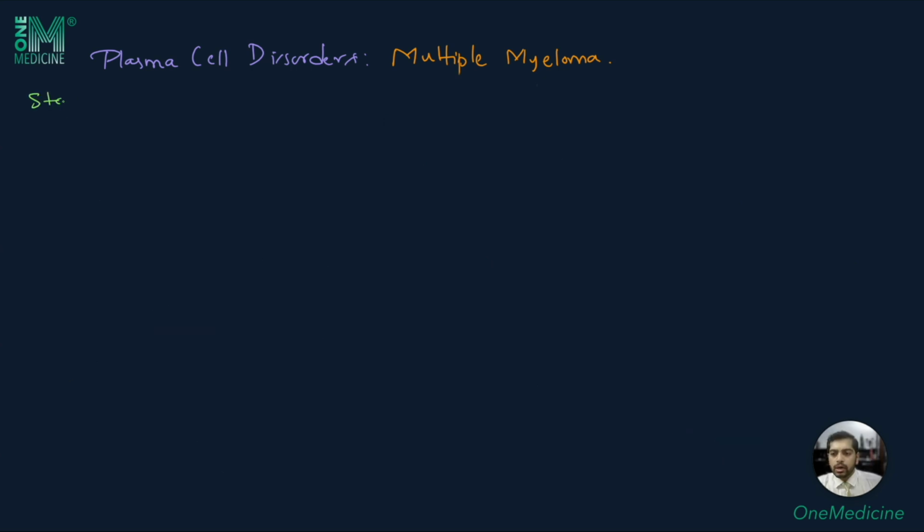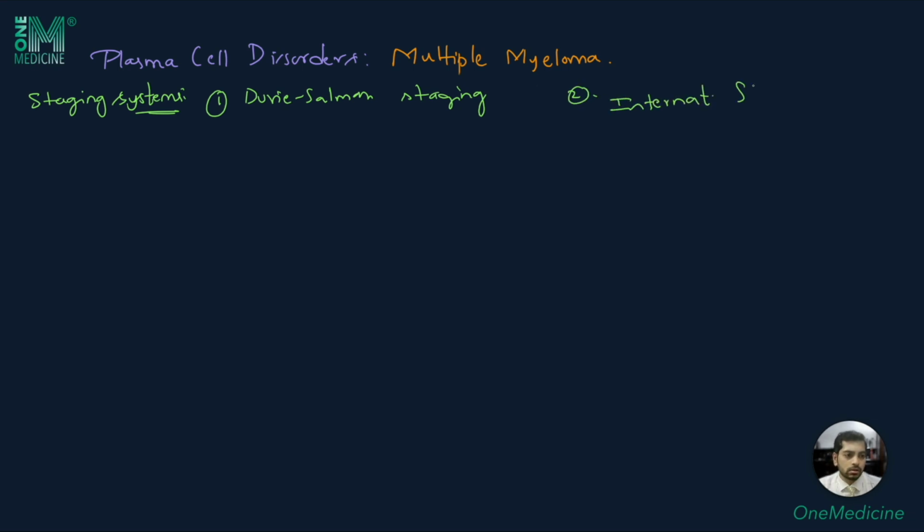There are two important staging systems to prognosticate multiple myeloma. The first one is Durie-Salmon staging, and the second one is international staging system. Let's now look at the Durie-Salmon staging. It is divided into stage 1, stage 2, and stage 3.